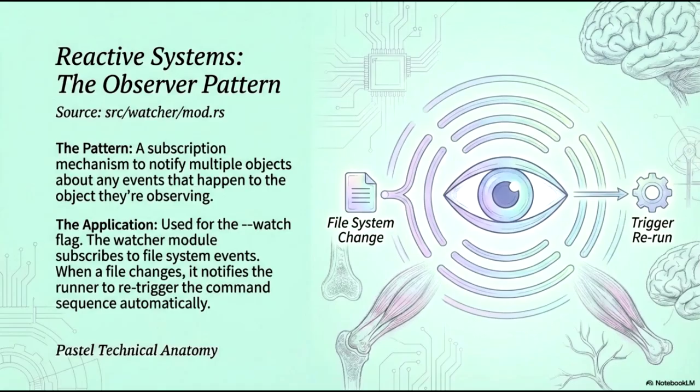The watcher module acts as a subscriber to file system events. As depicted in the technical anatomy diagram, whenever a file system change is detected, the watcher perceives this event and immediately notifies the runner. This notification serves as a trigger to rerun the command sequence automatically, ensuring that the system remains synchronized with the latest code changes without manual intervention.